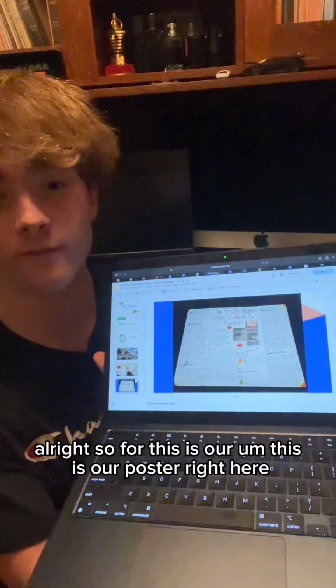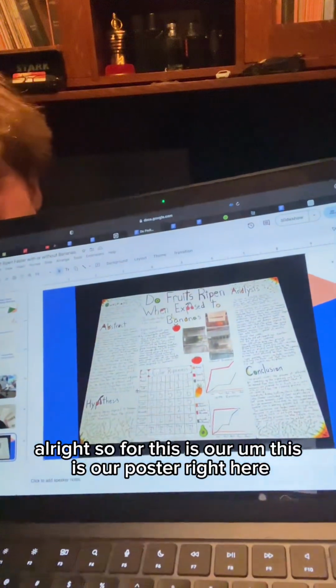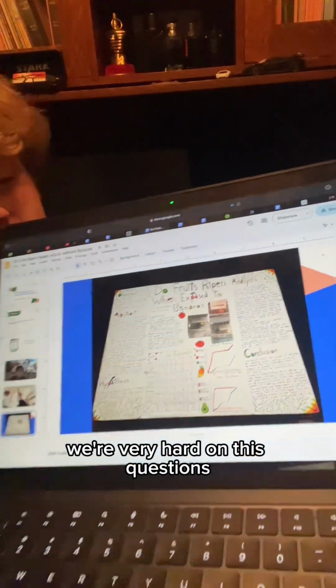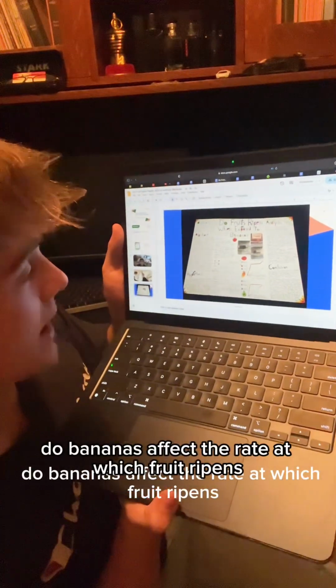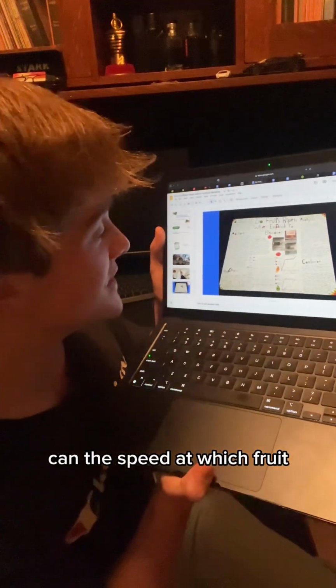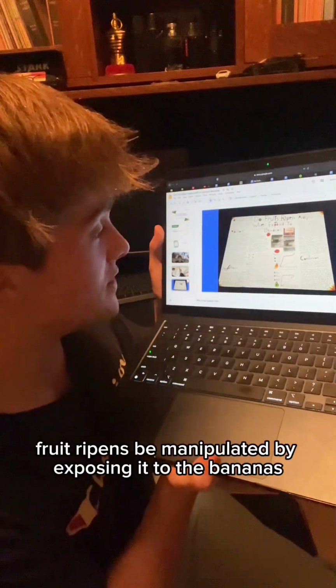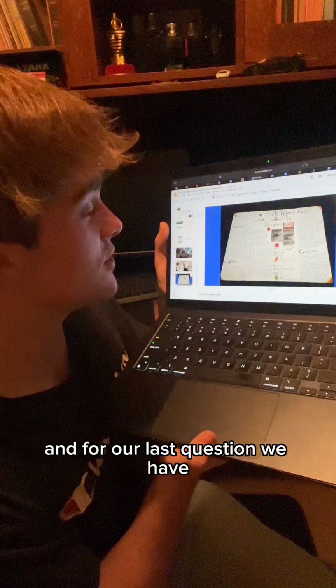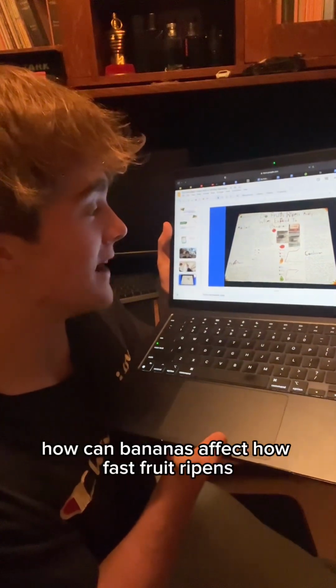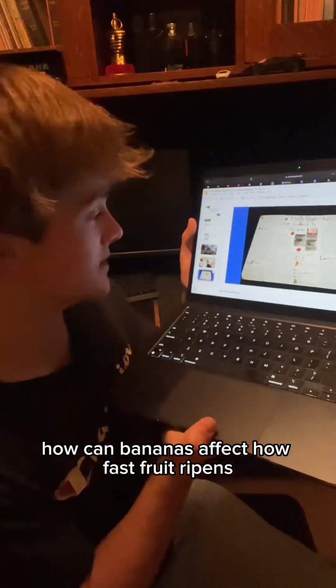All right, so this is our poster right here. Worked very hard on this. Questions: do bananas affect the rate at which fruit ripens? Can the speed at which fruit ripens be manipulated by exposing it to bananas? And for our last question, how can bananas affect how fast fruit ripens?